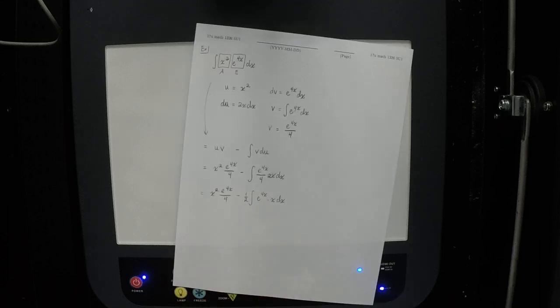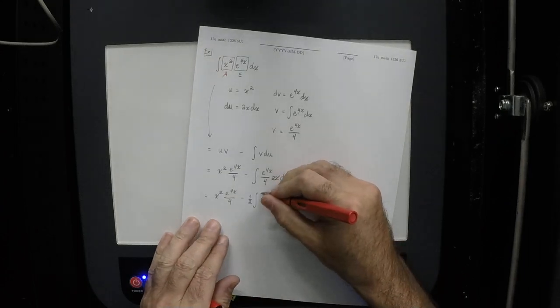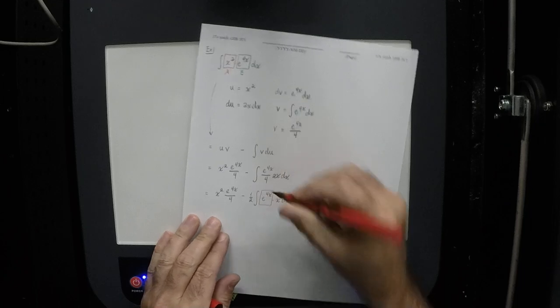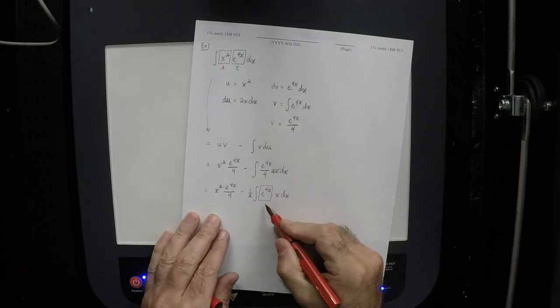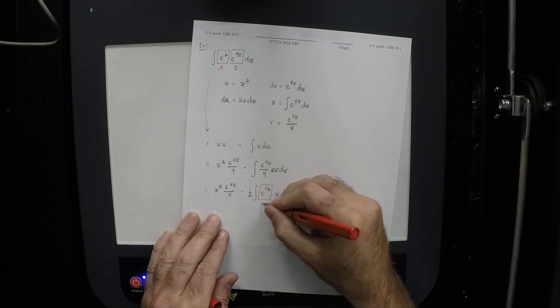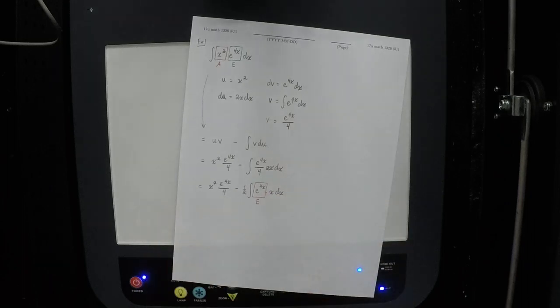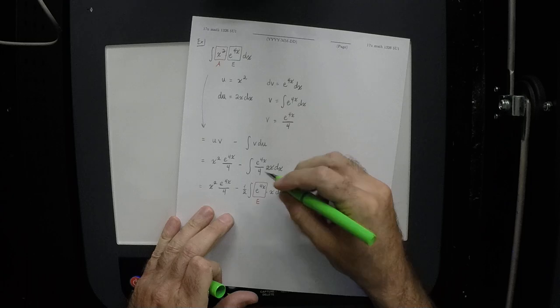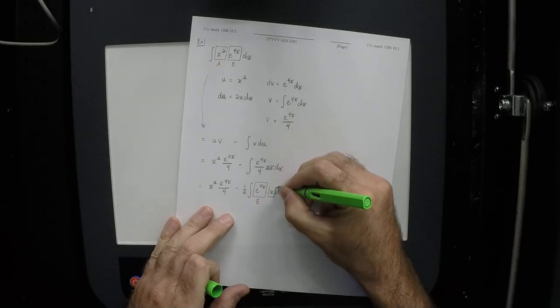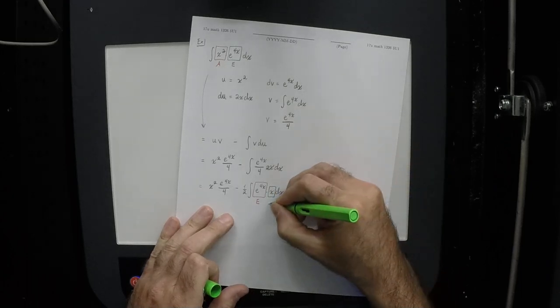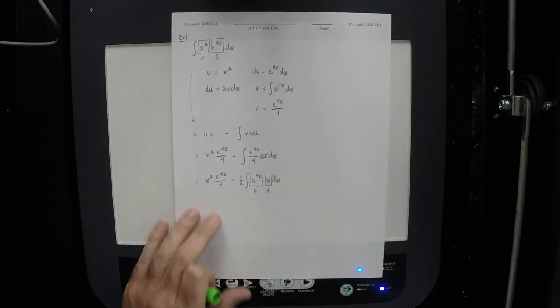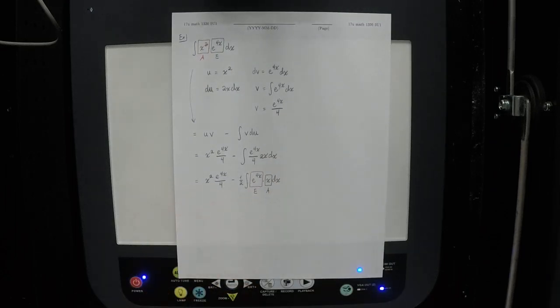Okay. Well, what kind of thing is this? Exponential. What kind of thing is the other one? Algebraic. So now, before we get any further, to answer the question, do we really have to do it by parts again? The answer is, yes, you do. That is what is required.